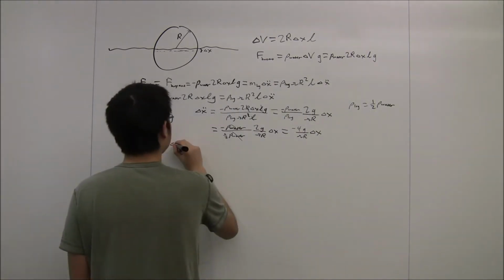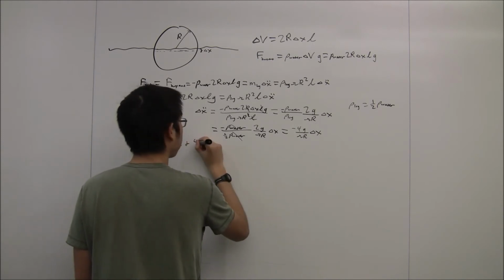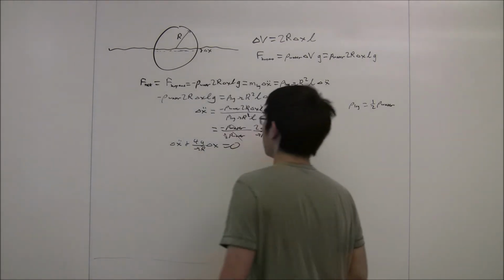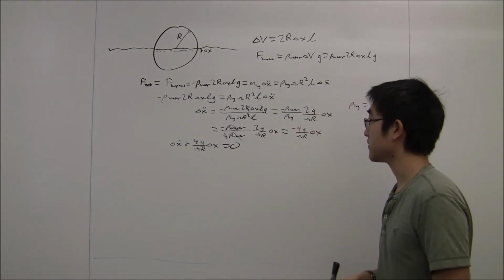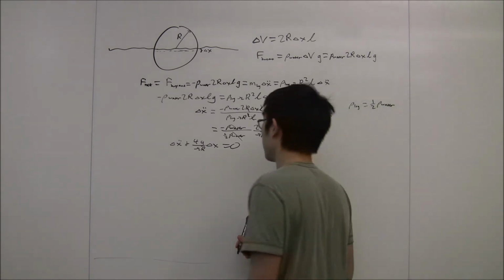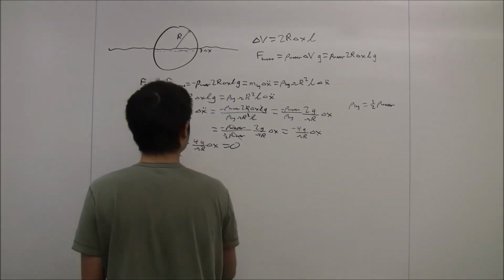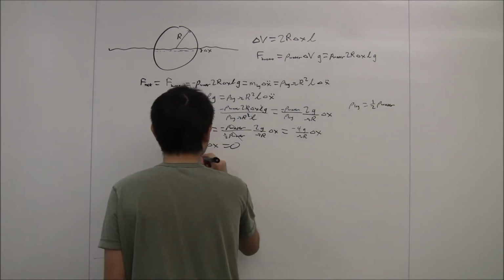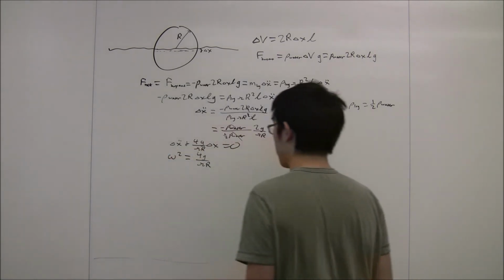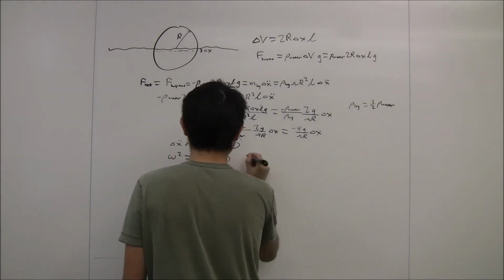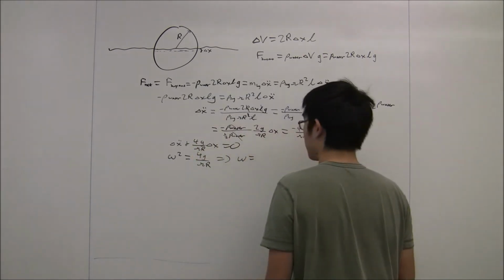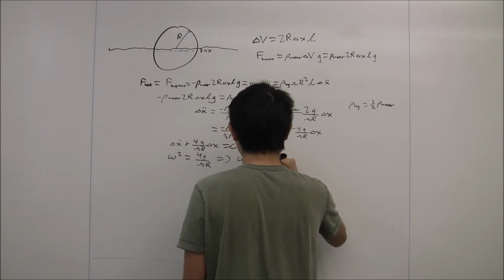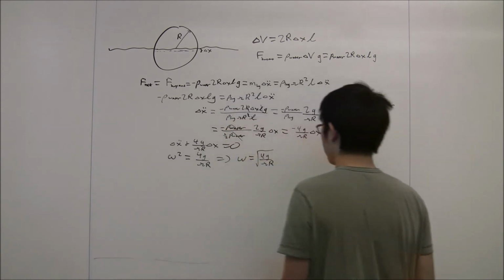So we have that delta x double dot plus 4g over pi big R delta x is equal to 0, which is just an equation for simple harmonic motion, where the angular frequency squared is going to be given by this term here, 4g over pi big R, which means our angular frequency is just the square root of 4g over pi big R.